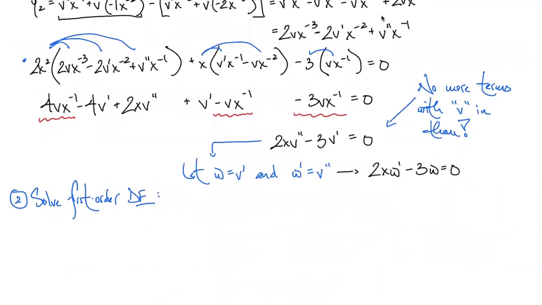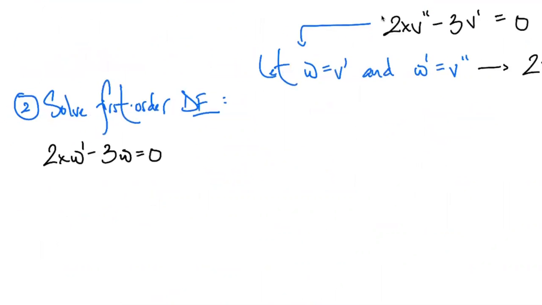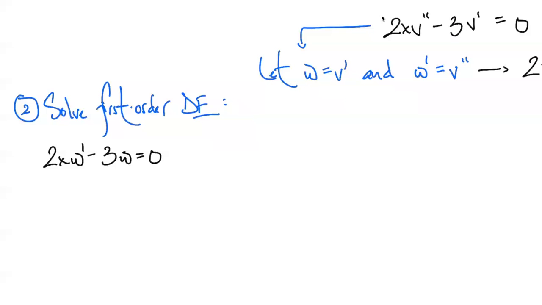All right, so I'm going to grab this differential equation. Let's write it here. 2x w prime minus 3w equals 0. All right. What kind of differential equation is this? All right, let's see. If we were to separate it, maybe a good thing would be 2x dw dx equals 3w.